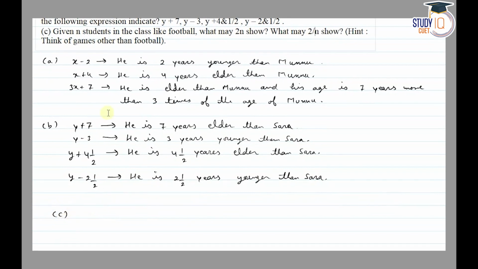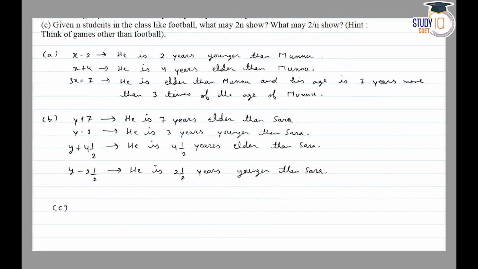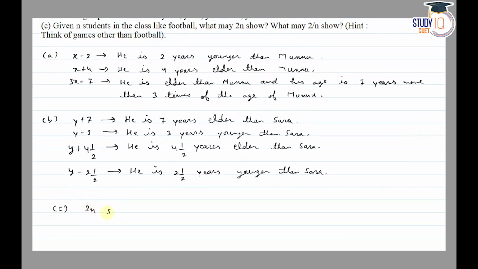Part C: we are given that n students in a class like football. We have to find out what 2n represents and what n by 2 represents. So 2n shows the students in the class who like football or some other games.